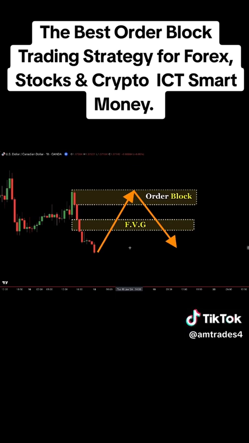Look at what happens next. Price pulls back, taps into the order block, and then rejects it strongly. This gives us a clean entry opportunity to short the market. But before pulling the trigger, we need to confirm whether this setup aligns with the higher timeframe bias.